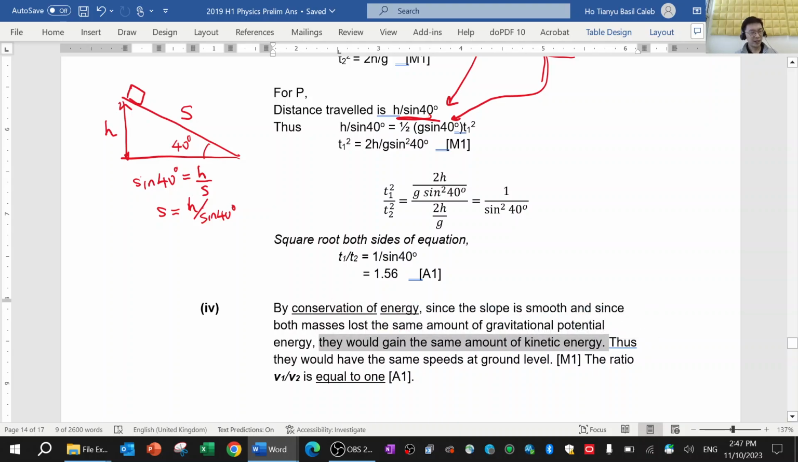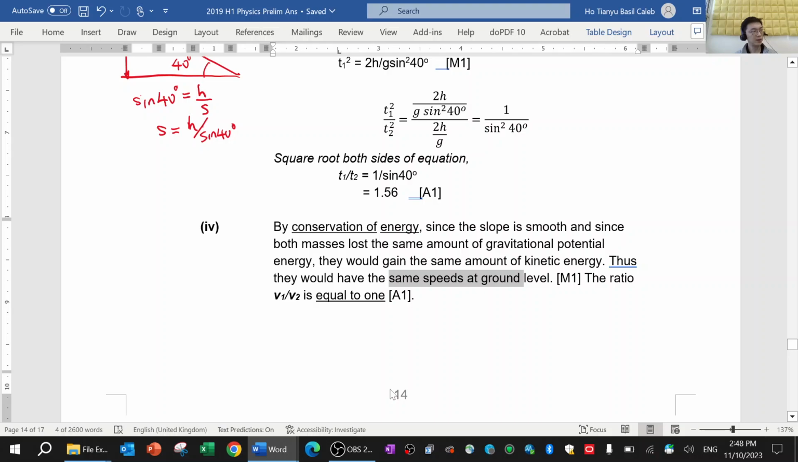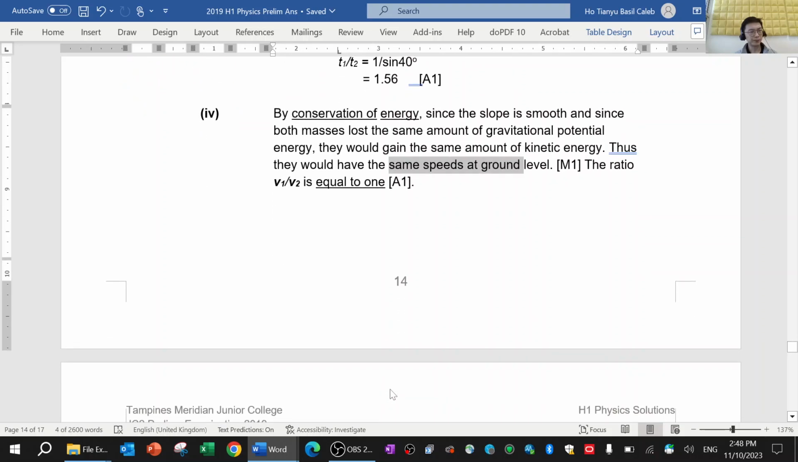So if they have the same energies, using the equation half mv square, the speeds must therefore be the same. And notice I use the word speed and not velocity, because although the speeds are the same, the directions are not, right? For Q, it will be directly down. For P, it will be at a diagonal, right, at 40 degrees. All right, but because the speeds are the same, the ratio, just magnitude-wise, must be equal to 1. Okay, so that's the answer for part 4.